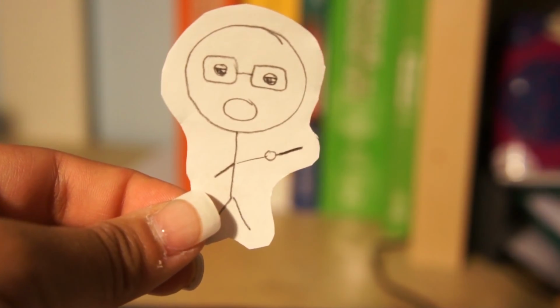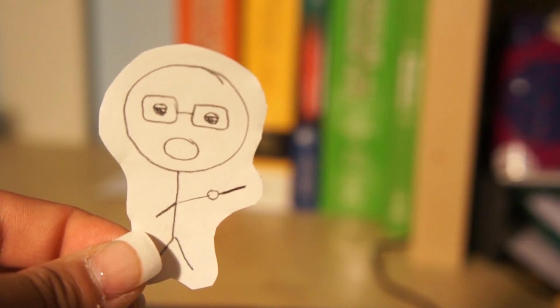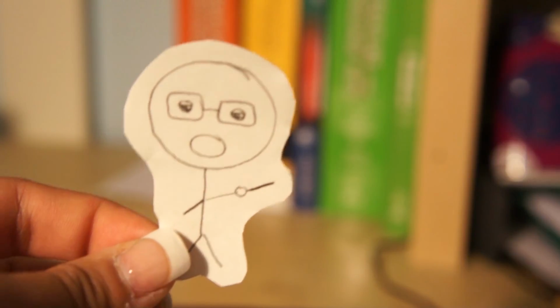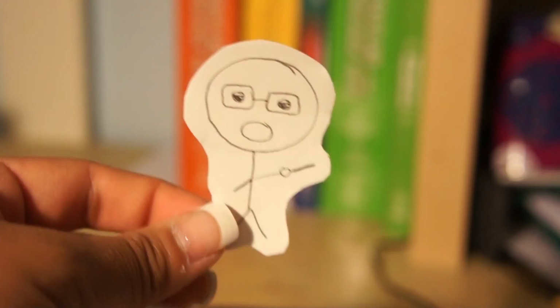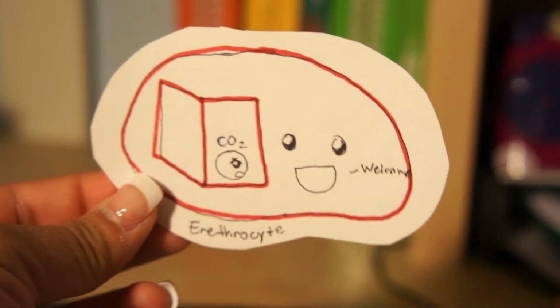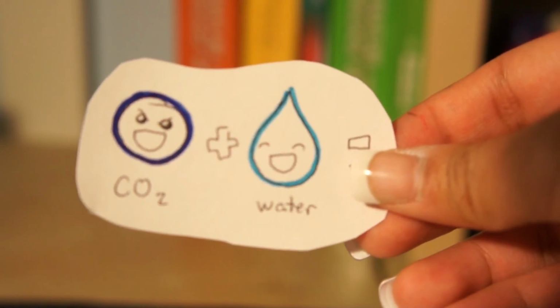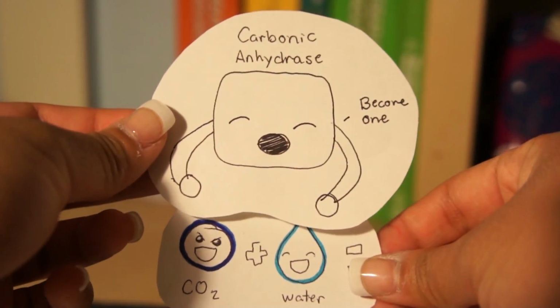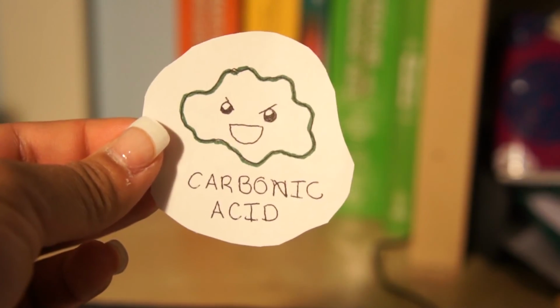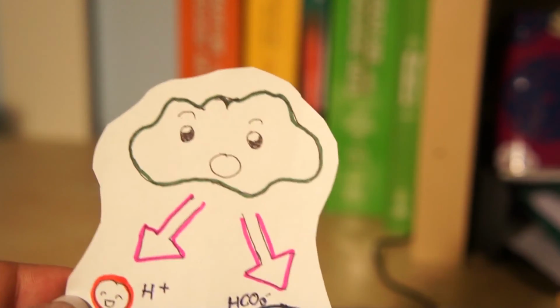Because the majority of the carbon dioxide is transported from tissues to the lungs by diffusion into the erythrocyte and conversion into carbonic acid, we will explain how it is able to travel. When CO2 enters the erythrocyte, it is able to combine with water, catalyzed by carbonic anhydrase, to form carbonic acid. The carbonic acid then dissociates into hydrogen ions and a bicarbonate.